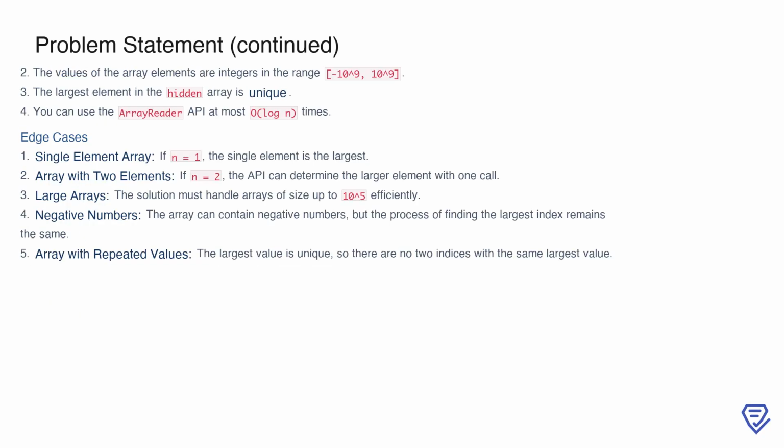There are a few edge cases to consider while solving this problem. First, if the array contains only one element, the solution is straightforward as that element is the largest. For arrays with two elements, a single call to the API is sufficient to determine the larger element. For large arrays, efficiency is critical, and the solution must work within O(log n) API calls. The array may include negative numbers, but the approach to finding the largest index remains unchanged. Finally, even if the array has repeated values, the guarantee that the largest value is unique ensures there will always be a clear result. These considerations will guide us in designing an efficient and robust solution using the ArrayReader API.